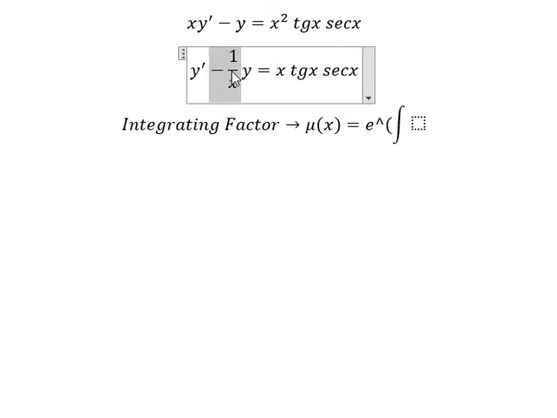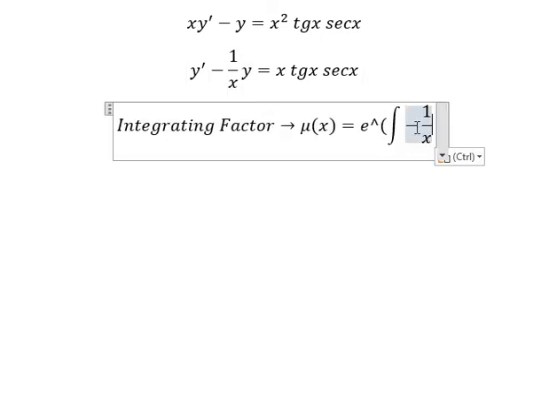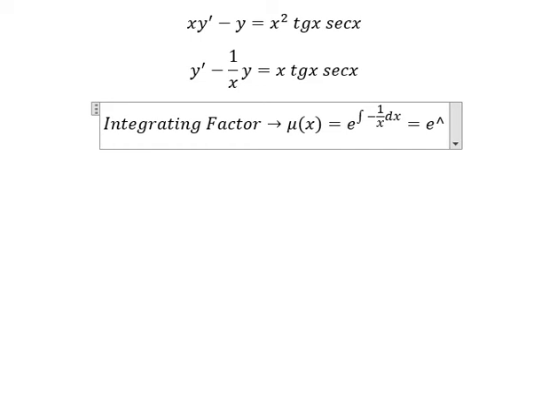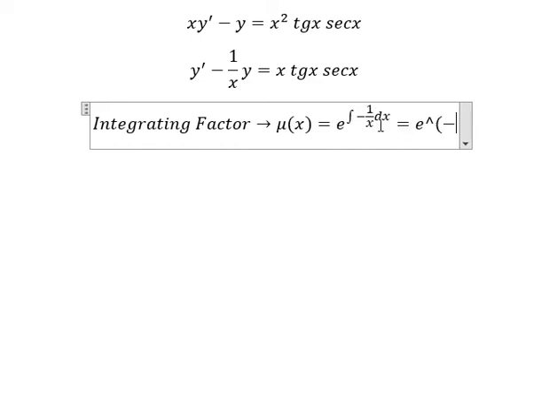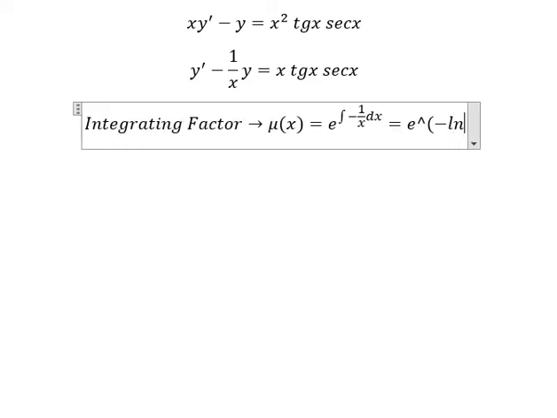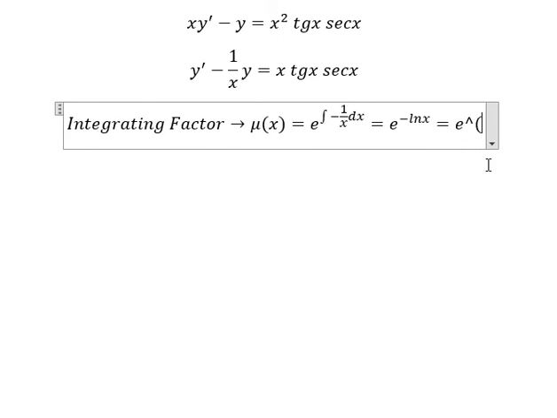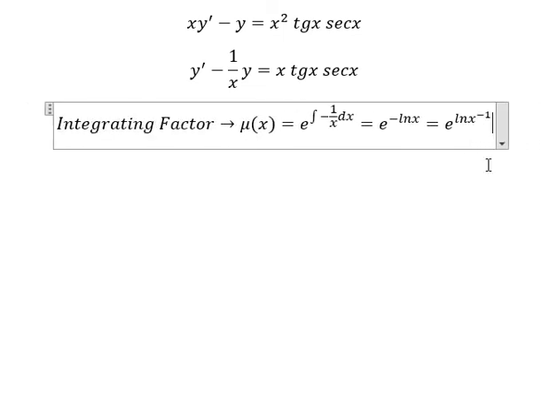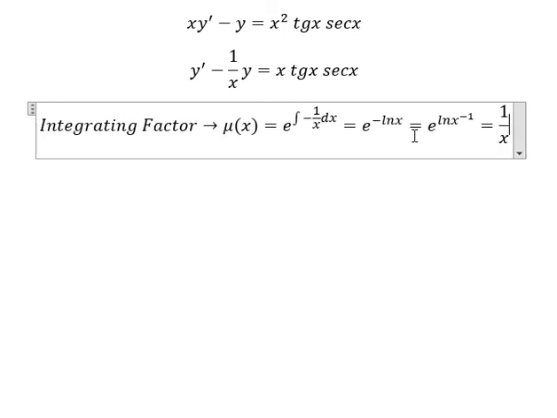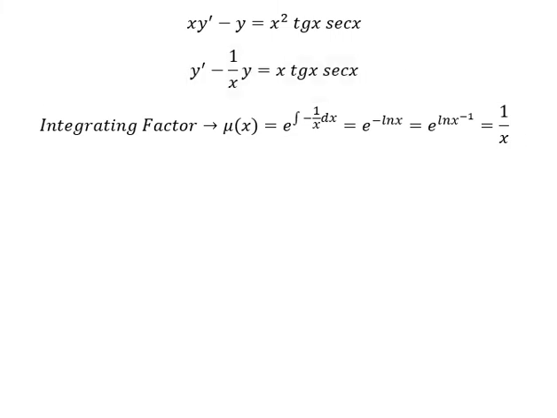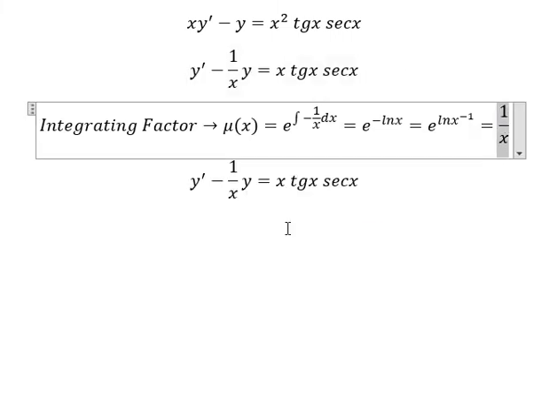We see that negative 1 over x next to y. That is for the integrating factor. So the integration of 1 over x, we have ln x. Later the negative will go inside the natural log in here. And we have 1 over x. That means we multiply both sides by this one.